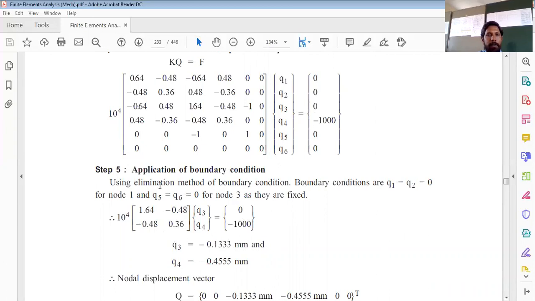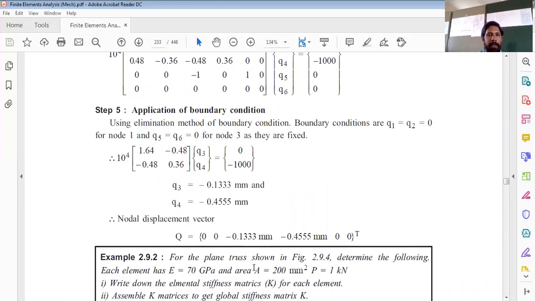If you solve these two equations in a calculator or by a manual method, you will get the displacement Q3 as minus 0.133 millimeter and Q4 as minus 0.455 millimeter. The nodal displacement vector is therefore Q equals 0, 0, corresponding to Q1, Q2, then the Q3, Q4 values as found, and Q5, Q6 are again equal to 0.